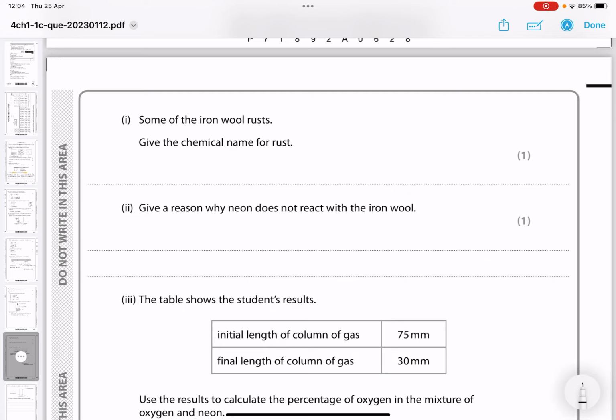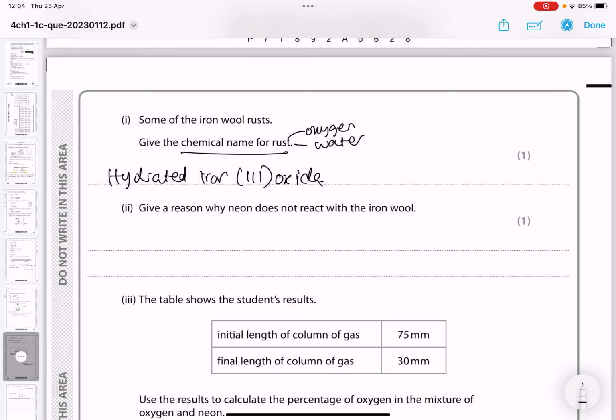Okay, so iron, in order to rust, you need 2 things. You need oxygen, okay, and you need water. That way, iron will begin to rust, and the chemical name for rust is hydrated iron 3 oxide. This is just something you have to learn. Okay, hydrated iron 3 oxide.